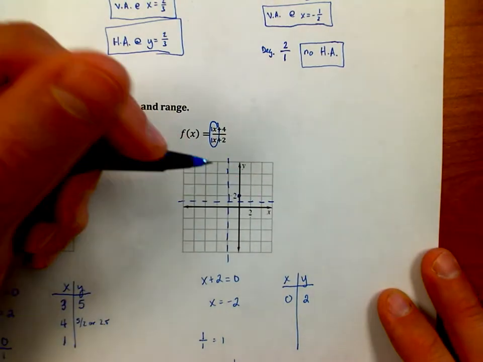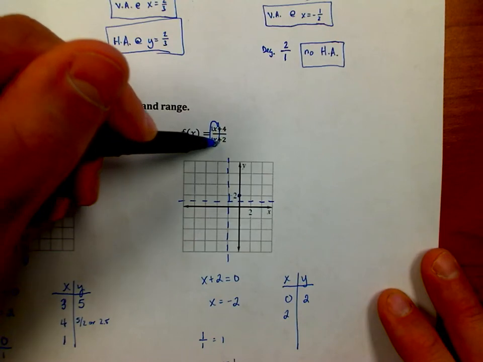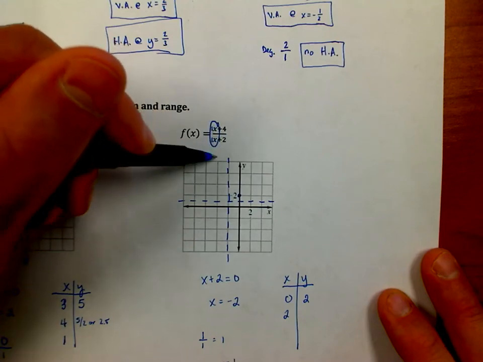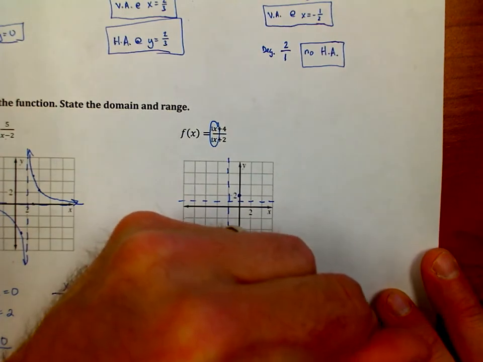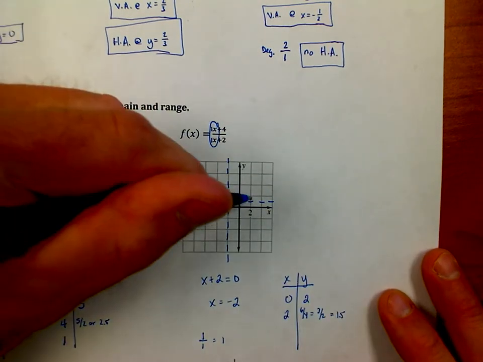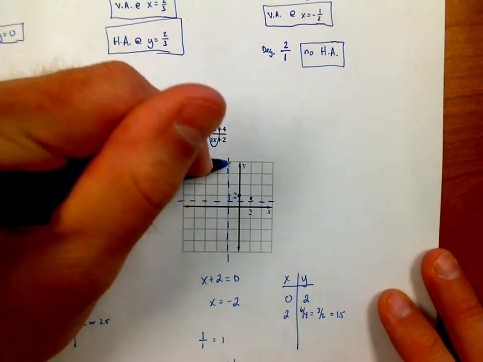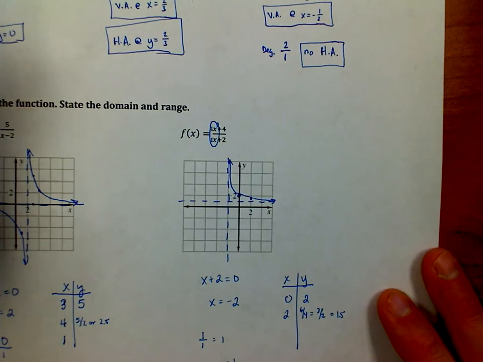What if I put 2 in? 2 plus 4 is 6. 2 plus 2 is 4. 6 over 4, which is 3 halves, or 1.5. So I'm going to get 1.5 there, right? 2, 1.5. And you can see the dot looks like it's going to do something like this, doesn't it? And on the other side, it's probably going to mirror.